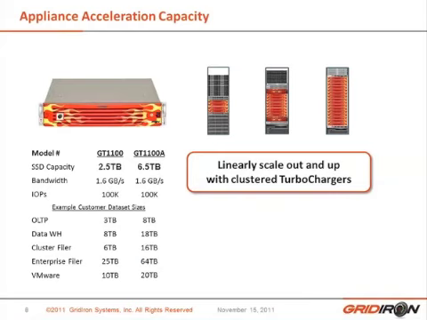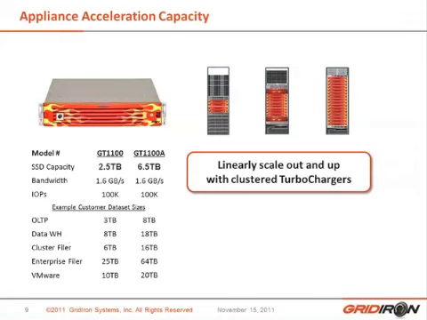So this box comes in 2 flavors. The first is a GT1100, which comes in a 2.5 terabyte model. The second is a GT1100A, which comes in a 6.5 terabyte model. And you can think of these as Lego bricks. So if you're scaling your application based on bandwidth, or IOPS, or capacity, we can scale linearly in all 3 directions.